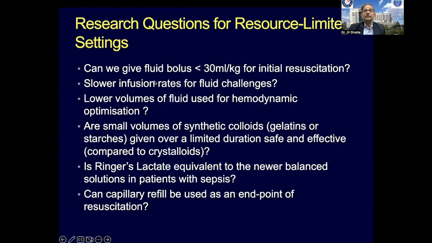This also raises several research questions which are applicable and should probably also be performed in resource-limited settings. Can we use smaller fluid boluses than the 30 mL per kilo? Why can't we use 10 mL or 15 mL per kilo for initial resuscitation? Can we use slower infusion rates for fluid challenges like in the BaSICS study? Can we use lower volumes of fluid? Partly answered by the CLASSIC and CLOVERS trials, but they gave large amounts of fluid before randomization.